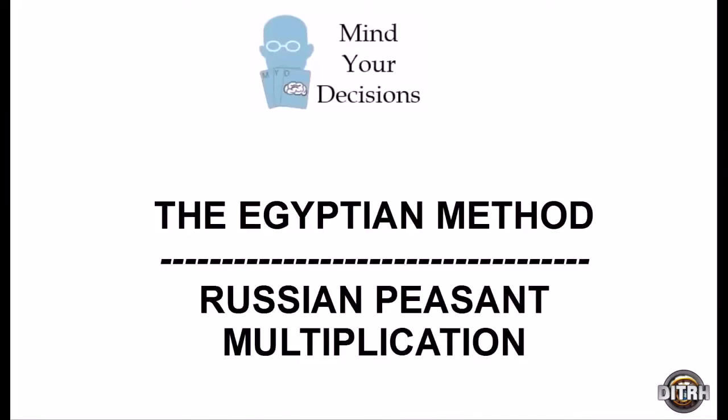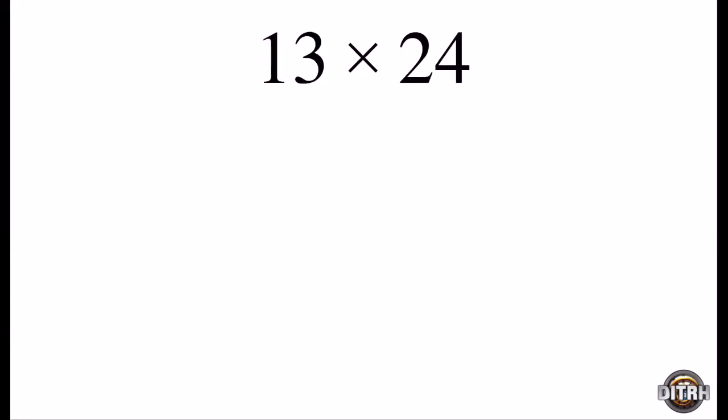In this video, I'm going to explain a weird way that you can multiply numbers, known as the Egyptian method or Russian peasant multiplication. The interesting aspect is that you will be able to multiply any two whole numbers as long as you know how to divide numbers in half and double numbers. So let's do an example of 13 times 24. The method involves 4 steps.